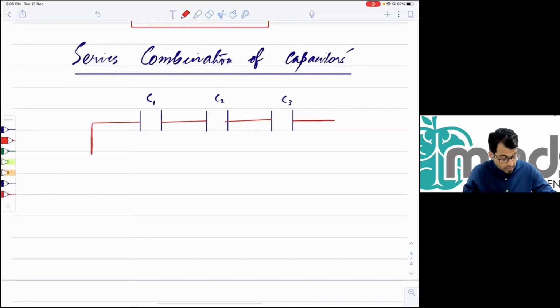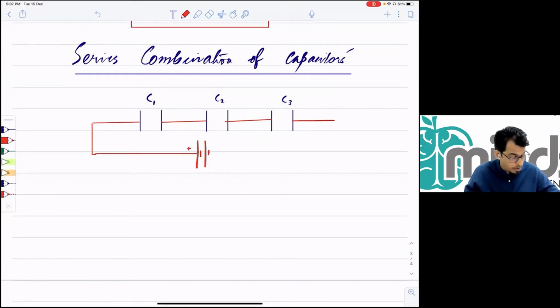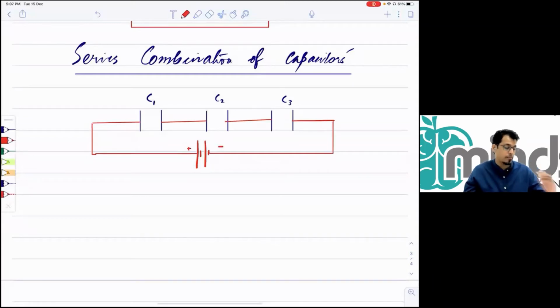And then you will connect it to some cell or battery or voltage source. This is plus. Now this time I'm drawing a battery. I hope you remember one positive, one negative is a cell. When you combine two or more cells, you get a battery. So it will be something like this. C1, C2, C3, they are connected in series.